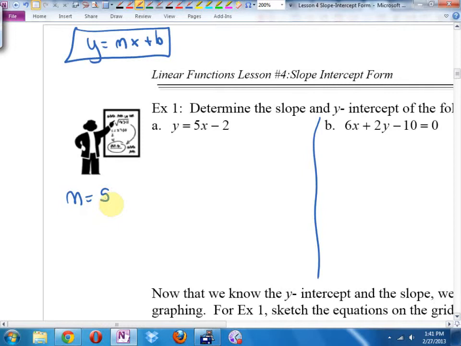Or 5 over 1. What's the y-intercept of graph A? -2. You know what this graph would look like? It has a y-intercept of -2, and it has a slope of 5 over 1. It would be a very steep graph that goes through the y-axis 2 down. If I had graph paper, I could sketch it.